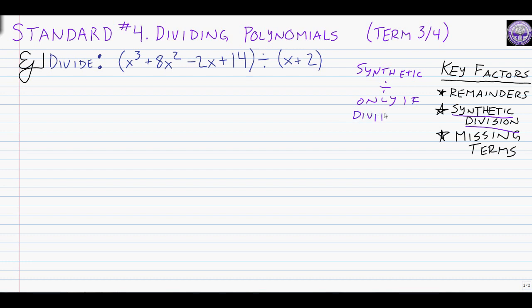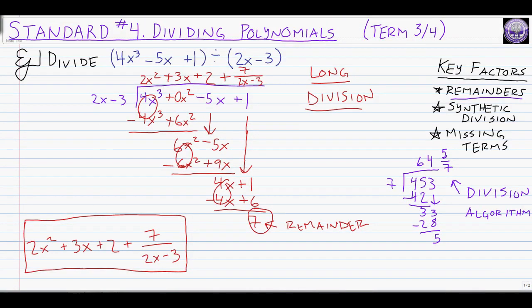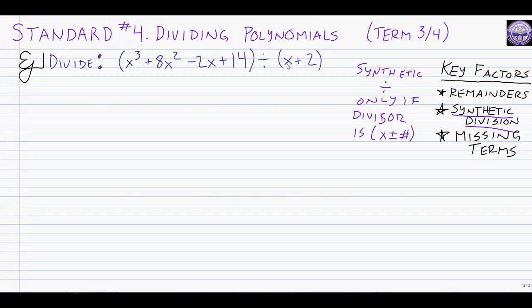The divisor is x plus or minus some sort of number. So we can't have any number or coefficient in front of the x in our binomial term. So in fact, x plus 2, what we have here, is going to work out nicely for synthetic division. If you look at our original problem, 2x minus 3, fail, doesn't work. So what synthetic division is going to look like is kind of bizarre. It doesn't look like the division algorithm, even though it's going to accomplish the same thing.